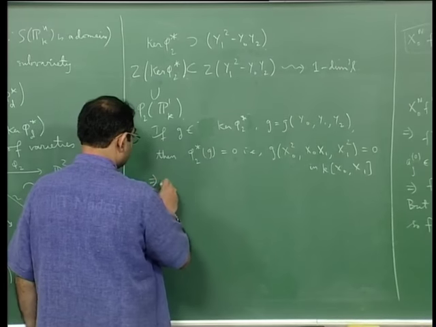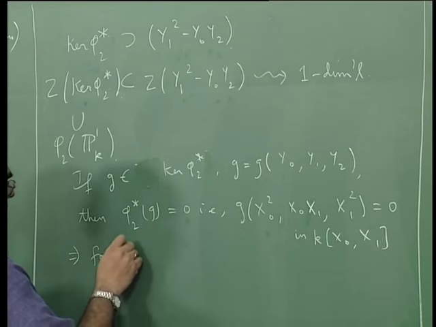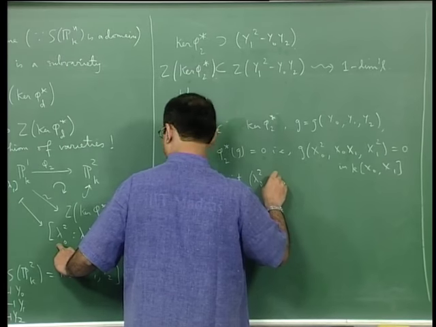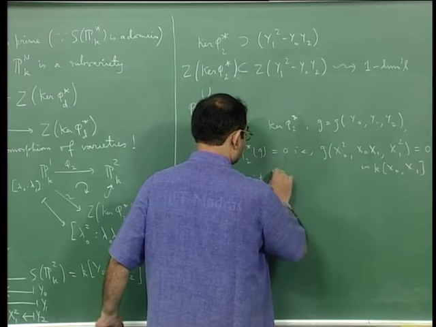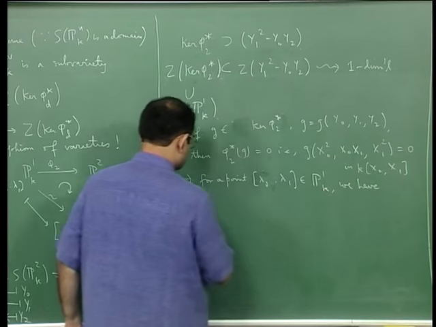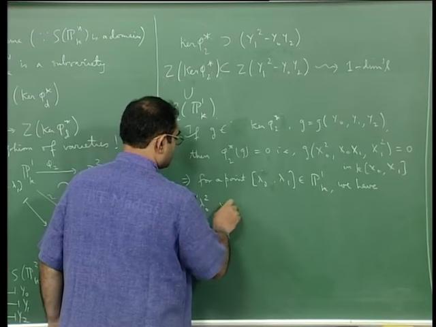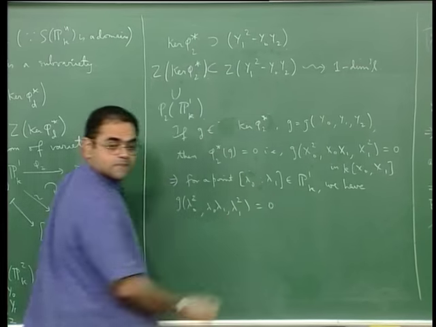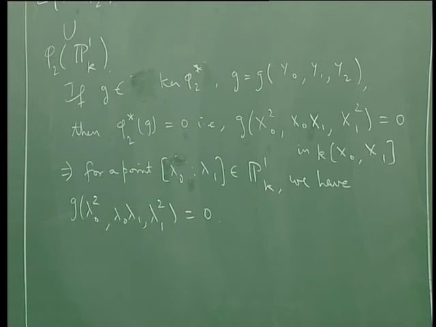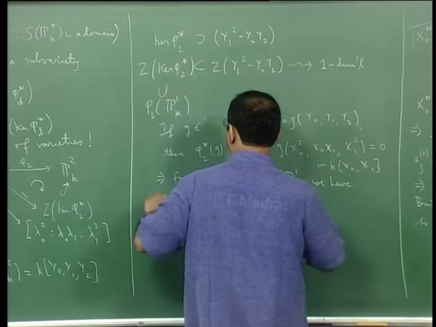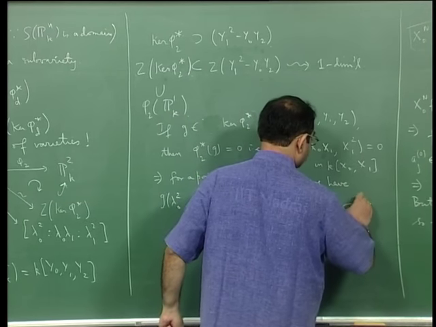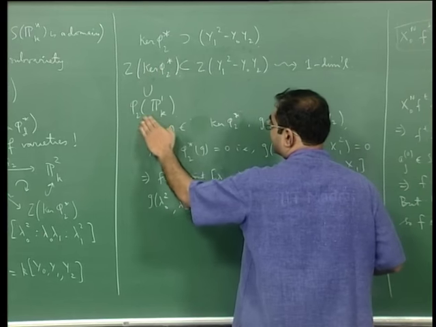So this implies that for a point lambda naught comma lambda 1 of this p1, we have g of lambda naught squared, lambda naught lambda 1, lambda 1 squared is 0. I mean, if g of some polynomial is 0, then whatever variables you substitute, that also should result in 0. So this calculation tells you that the image of p1 under phi 2 has to be in the zero set of this kernel, because everything in the kernel vanishes on this.